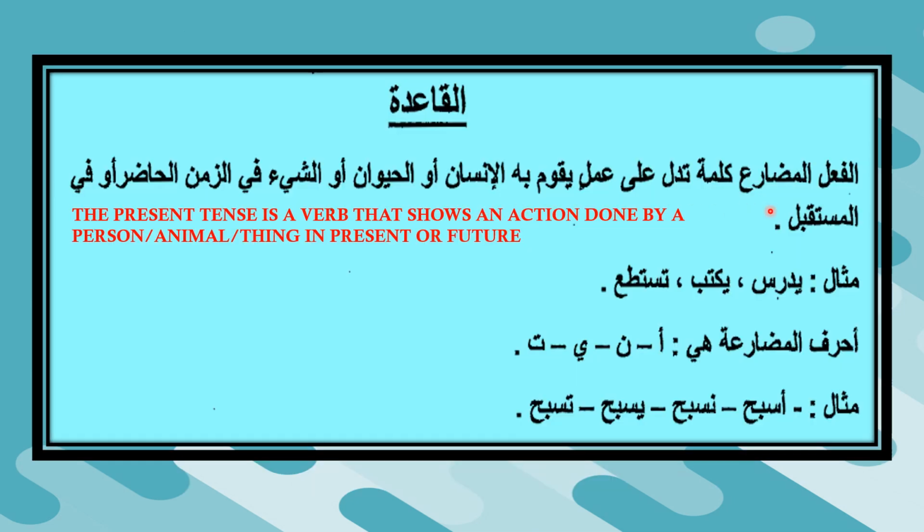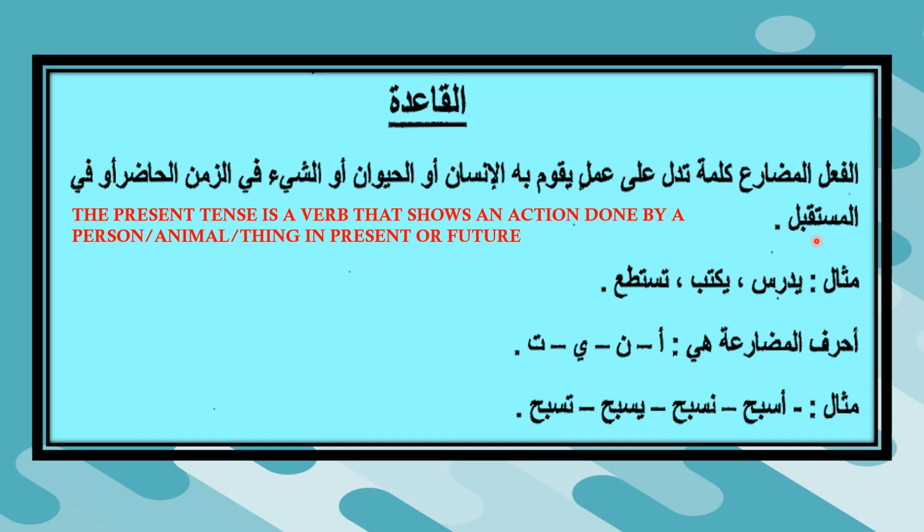This is the definition of the Fel Mudaare in Arabic. الفعل المضارع كلمة تدل على عمل. So تدل على عمل means it is a word referring to an action. عمل means action. يقوم به الإنسان means the action that a human does, or الحيوان an animal, or شيء anything. في الزمن الحاضر. زمن الحاضر means in the present أو في المستقبل. So this is a very important point for the Fel Mudaare.